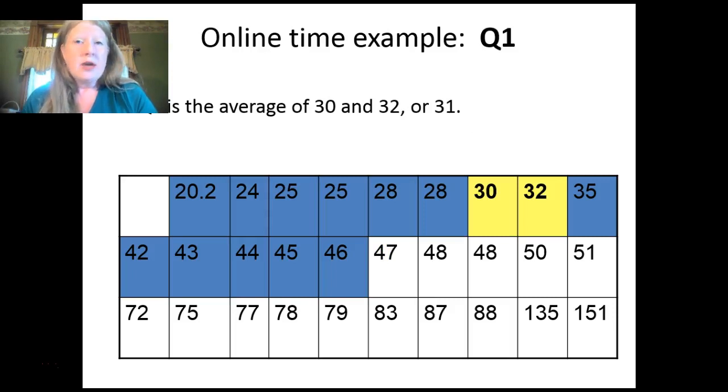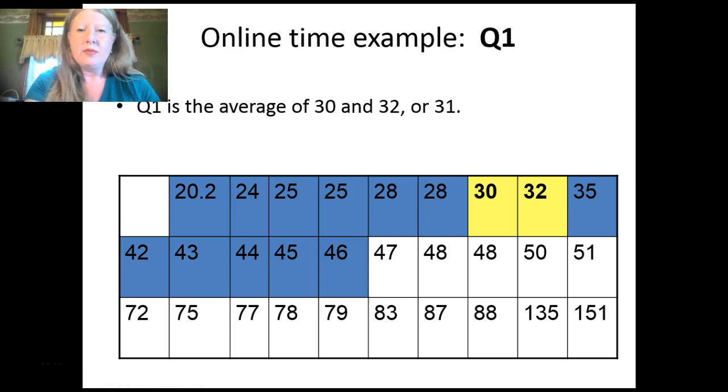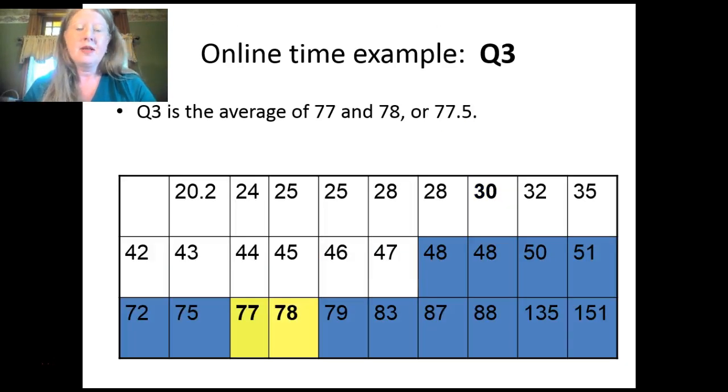So I'm now trying to find quartile 1, and the median again was 47. So quartile 1 would be the median of the first half of my data. That ends up being the average of 30 and 32, or 31. Quartile 3, again, we find our median. Here it is. Quartile 3 would be the median of the second half of the data, everything above the overall median. That, again, would be the average of two values, 77 and 78, or 77.5.